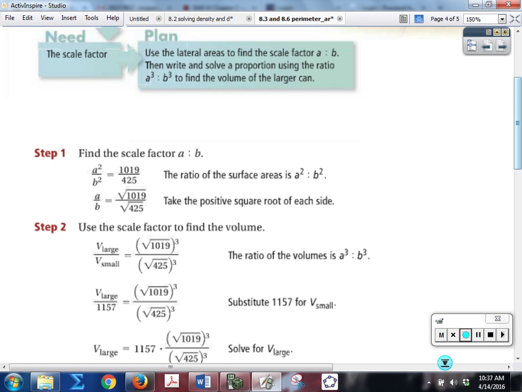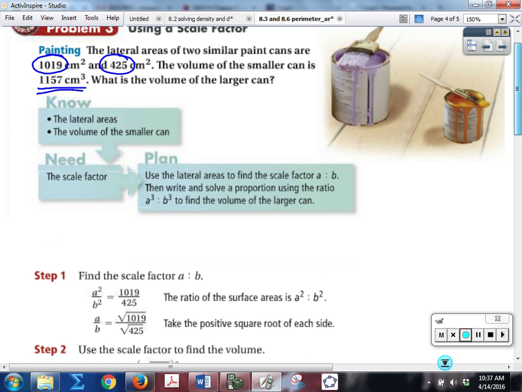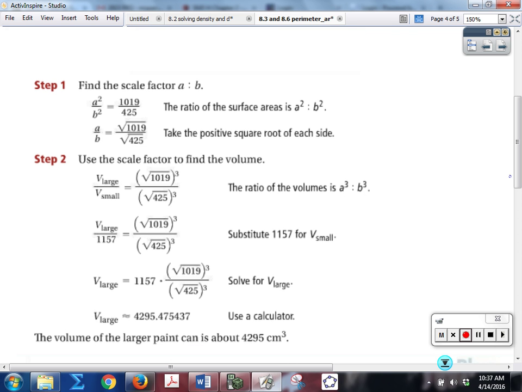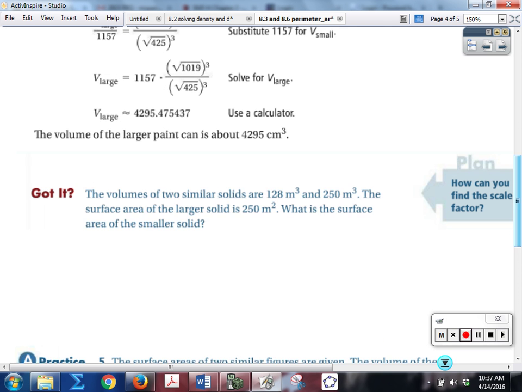And then we knew that 1157 was the smaller can. So when we set up our proportion, we want to put the smaller can with the smaller volume. And then we cross multiply and solve. So let's do one that's not so ugly, and then I'll have you guys do one down here. This one, the volume is 128 and 250 of 2 similar solids.